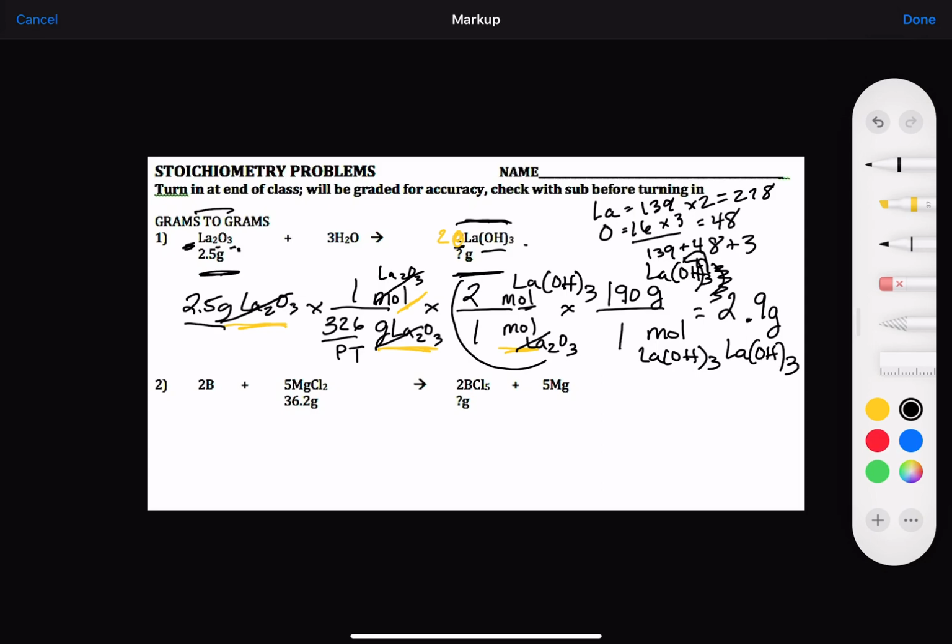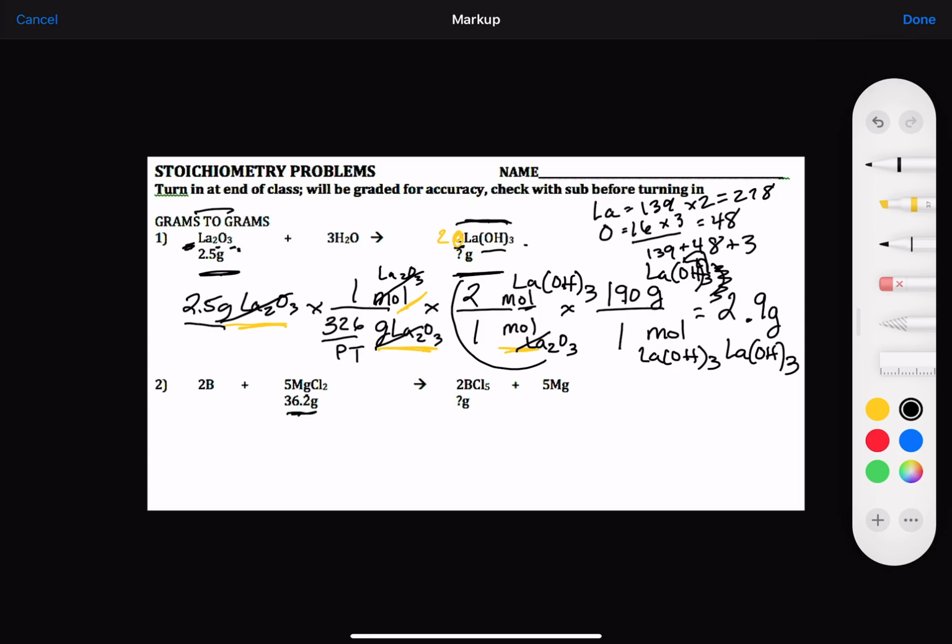All right, so just do number 1 and write down the work. You don't have to do the equation again when you do these problems. Number 2 is exactly the same way. So you start with this, and then you have to convert to moles, do the mole ratio, 5 and 2, and then convert to grams again. So let's move on to the other type of problem.